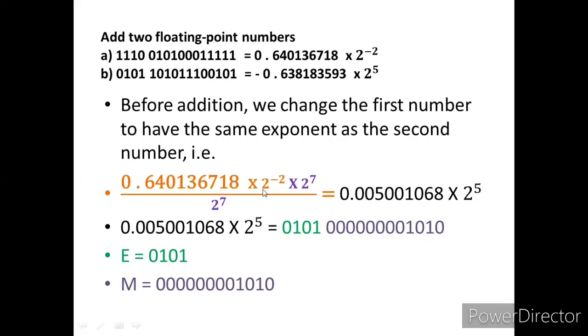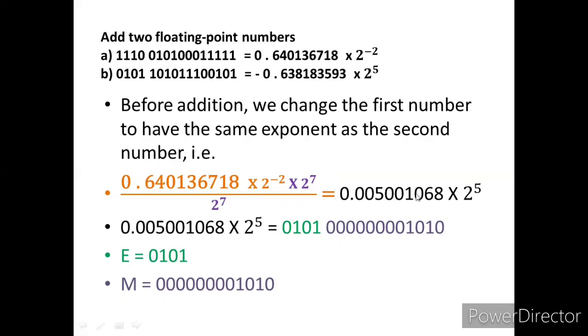0.640136718. As you can check here, this particular term becomes 2 raised to 5, and when this number is divided by 2 raised to 7, it is equal to 0.005000106, right? So when we convert it to binary, we get 8 zeros 1010. The best way to check this is to multiply to the Q format.